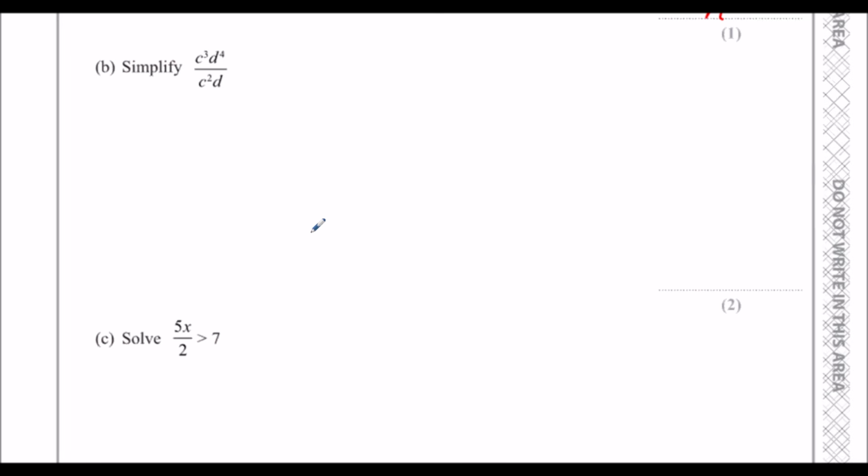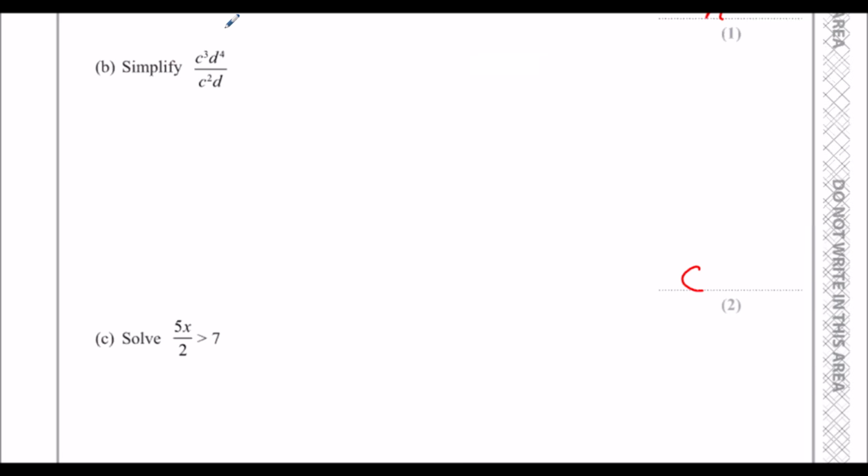Part B, simplify c cubed times d to the power of 4 divided by c squared times d. When we divide, we take away the powers. So c cubed divided by c squared: 3 take away 2 is 1. So we've got c to the power of 1 left.